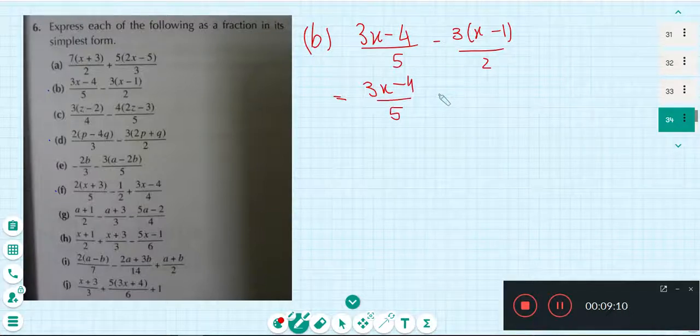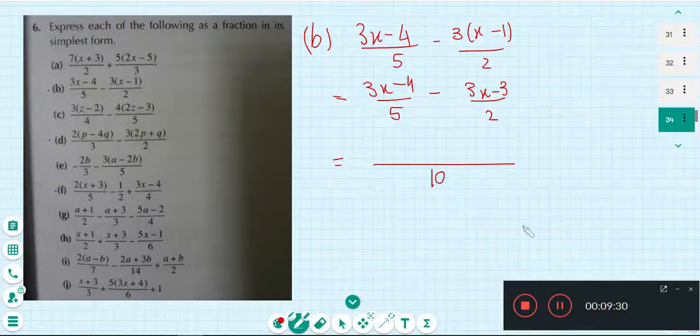3 into x gives you 3x minus 3. 3 into 1 is 3. Now take LCM of the denominators. LCM of denominators will be 10, 5 and 10, 5 and 2. So LCM will be 10. So I'm writing 10 as LCM, and then divide this LCM by each denominator. Like 10 divided by 5, it gives you 2. So 2 will multiply with each numerator, the first numerator.